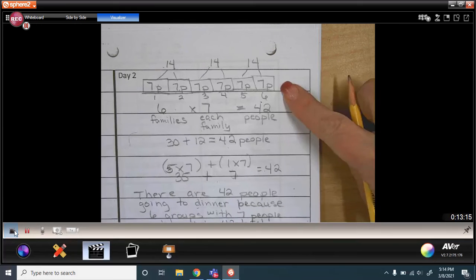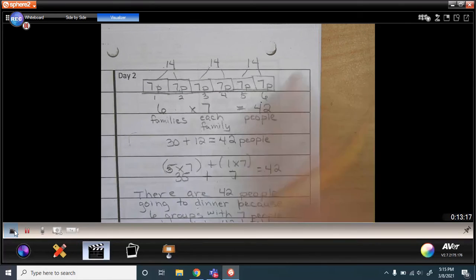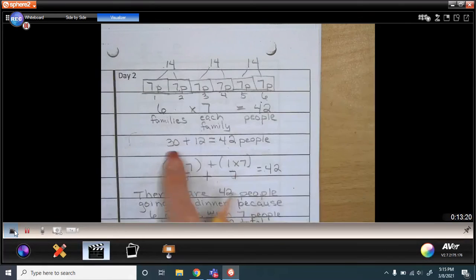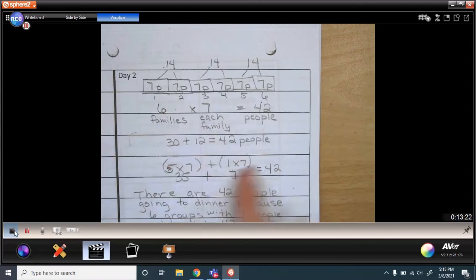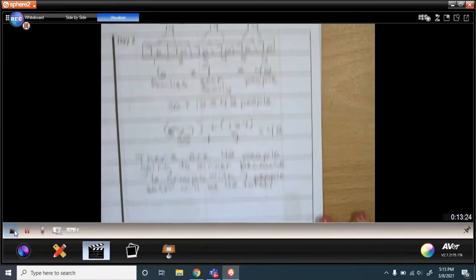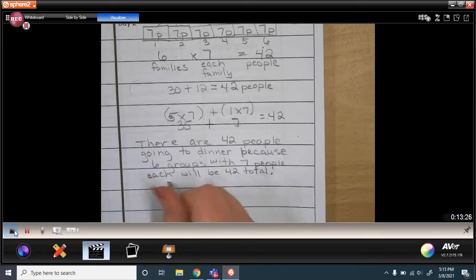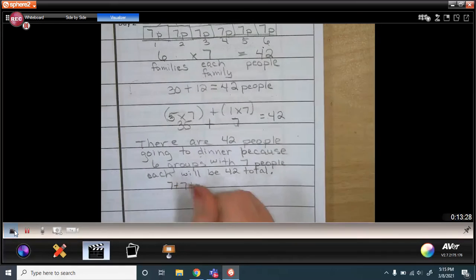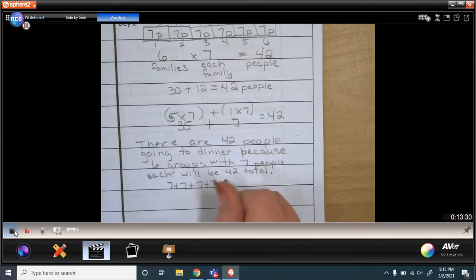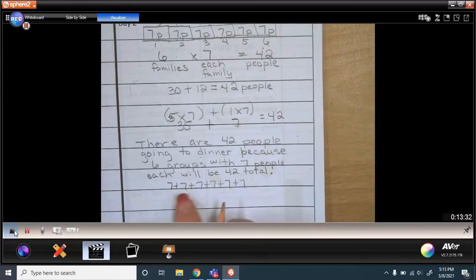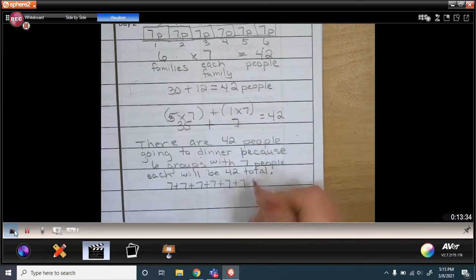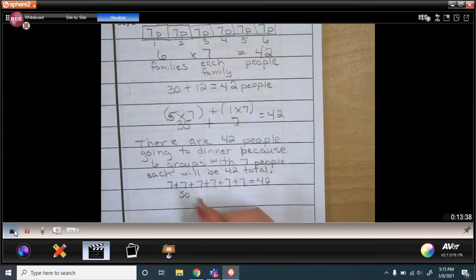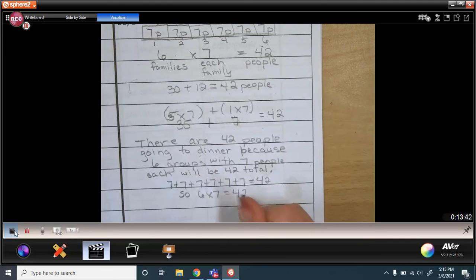Now, again, we've shown how we can solve this by drawing a model. We've written an equation. We've actually done several different equations that we could use to prove our thinking. But we could add 7 plus 7 plus 7 plus 7 plus 7 plus 7, 1, 2, 3, 4, 5, and 6 is going to be 42. So 6 times 7 equals 42.